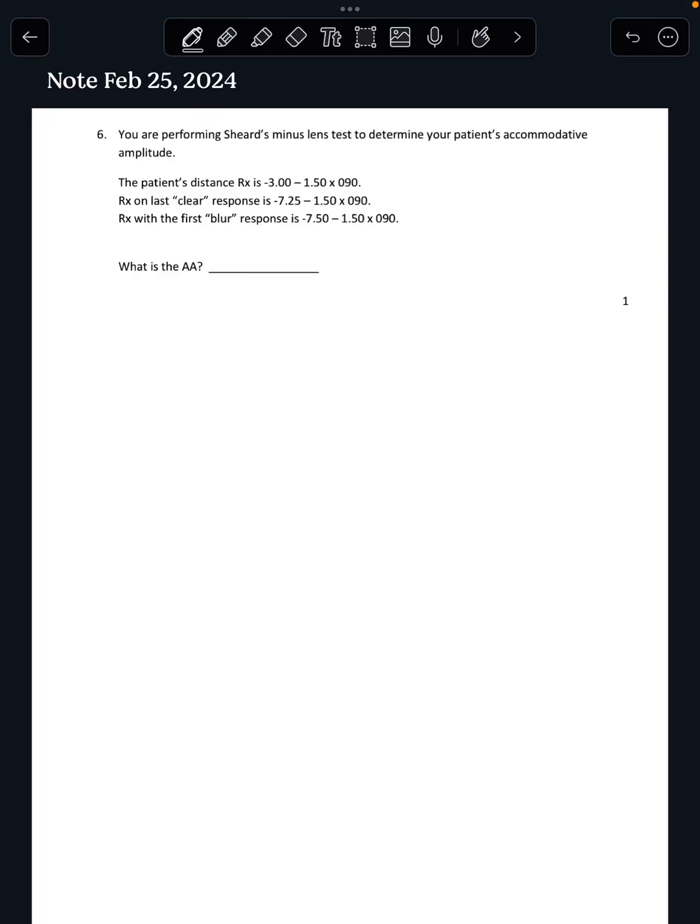Okay, so when you get a Sheard's problem like this, first thing you can do is ignore the last clear, because when it comes to Sheard's, the only thing we care about is the first blur. You can also ignore the sill. So what we have here is a patient who started at -3, and then we gave them minus lenses to stimulate their accommodation until they reached -7.50. So the difference between these two is 4.5 diopters.